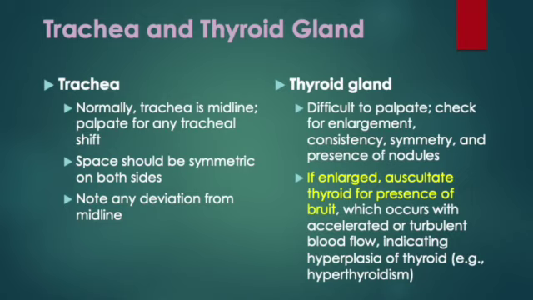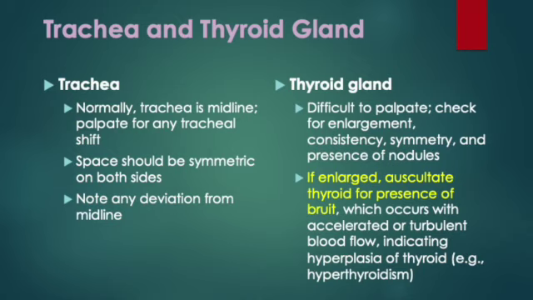With the thyroid gland, you're palpating for enlargement, any obvious nodules, and you're checking for consistency and symmetry. The only time that you would auscultate a thyroid is if it felt enlarged. And the reason you're going to auscultate with the bell of your stethoscope is because you are checking for the presence of a bruit. Again, this is an accelerated or very turbulent blood flow, whooshing sound, and it may indicate hyperplasia of the thyroid or hyperthyroidism, which is causing the hyperplasia of the tissues.